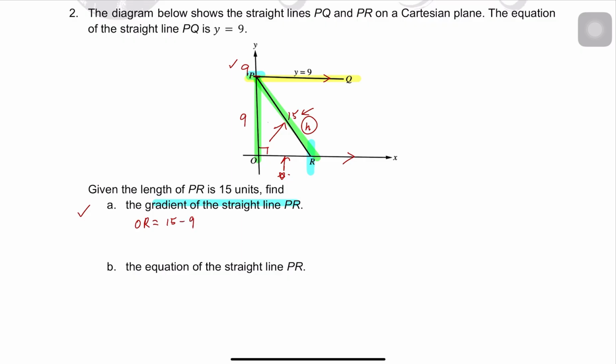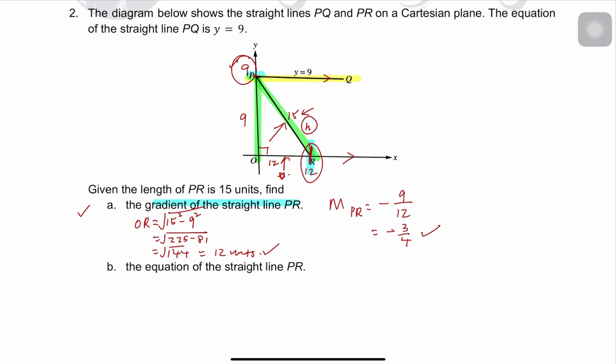15 minus 9, and remember to add your squares as well as your square root. So for 15 squared, you have 225 minus 81, and you have 144, which will get you 12 units. Since this is 12 units, you know that your x-intercept touches at 12, right? To get the gradient of line PR, you use negative y, which is 9, over x, 12. Make sure you simplify the answer. You will get negative 3 over 4 as the answer.